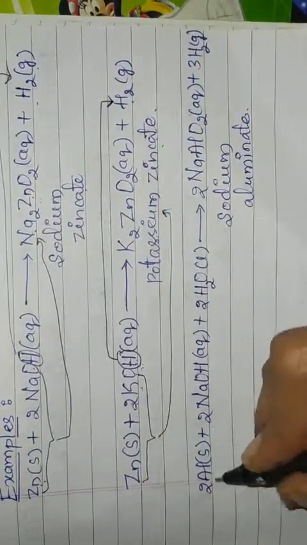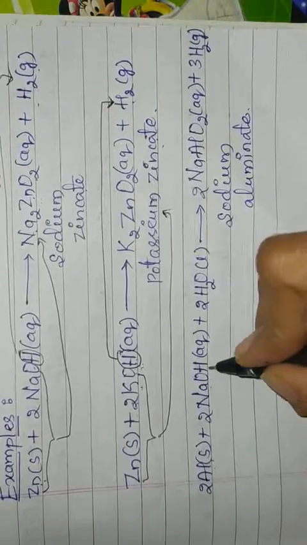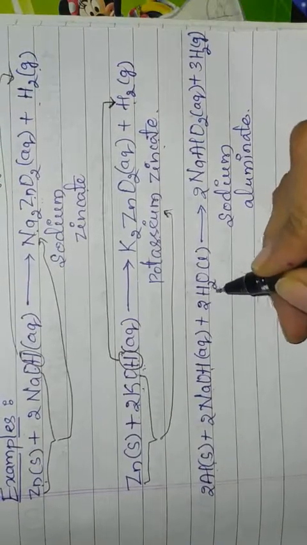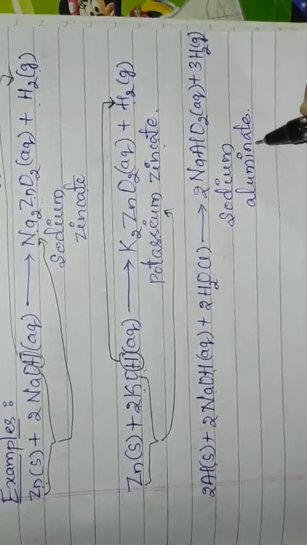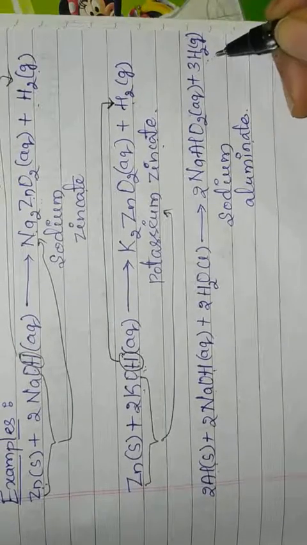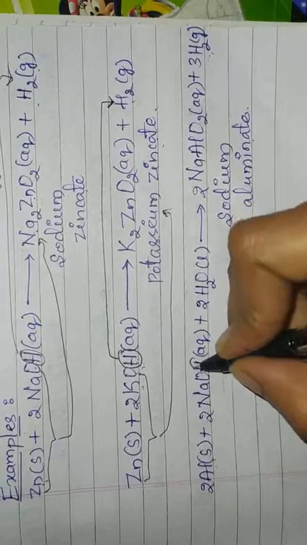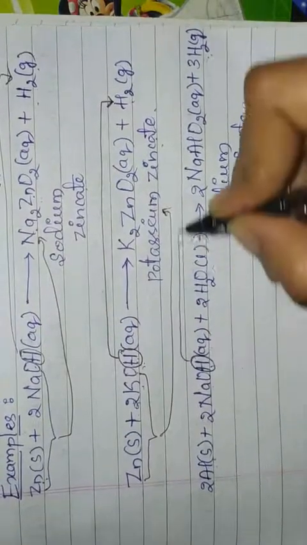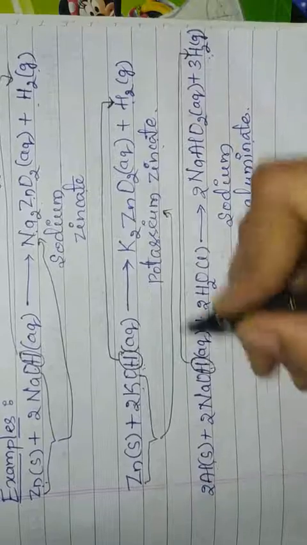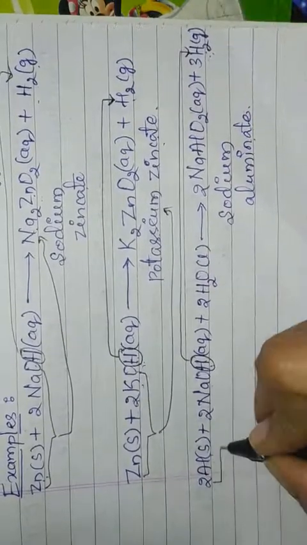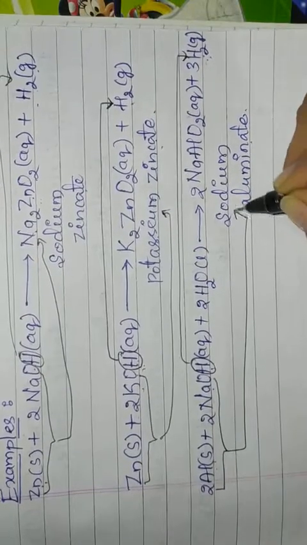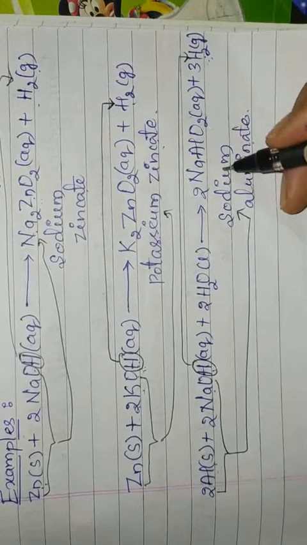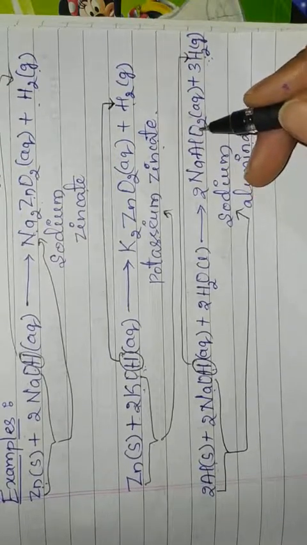Again we will see, this is aluminium metal. It reacts with sodium hydroxide and water. Usually we are using water as a solvent here. So here sodium aluminate is formed along with liberation of hydrogen gas. The hydrogen is released in the form of hydrogen gas, and the aluminium, sodium and oxygen will combine and form sodium aluminate. It is the salt containing two metals along with oxygen. We will see some more examples for this kind of reaction.